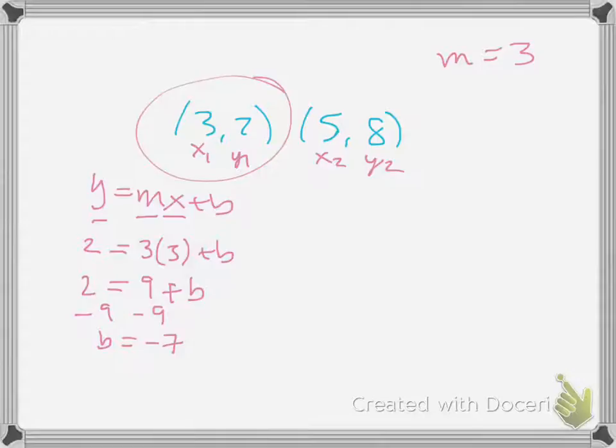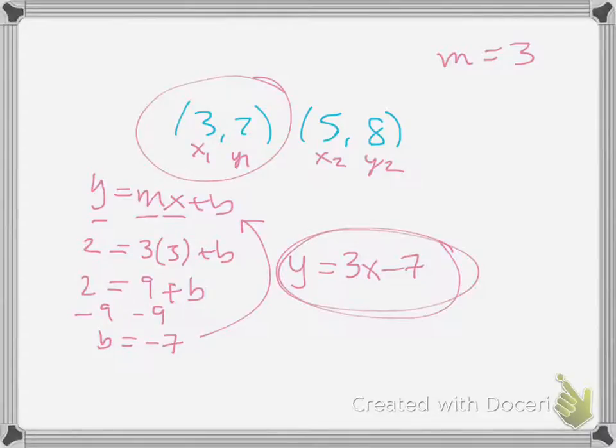But that's not an equation I can graph. So I need to re-plug it back in with my slope and my y-intercept. That is now an equation I can graph. That's one way to do it. The other way to do it is plug it into point slope, and I think that way is easier.